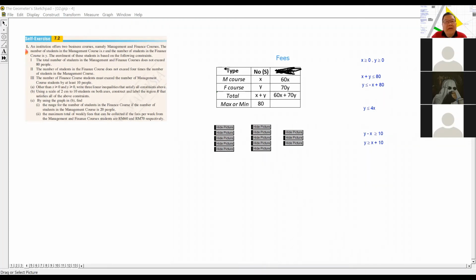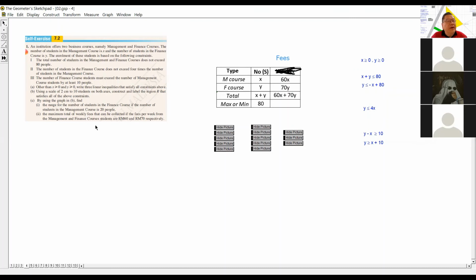Okay, right. So now the total number of students x plus y must be less than or equal to 80. Can you see this now? Okay. Now, in order to draw this line, I have to change them to y equals to mx plus c. So I make y the subject of the formula by moving x to the other side. So it is negative x plus 80. So I keep this and I will transfer this to the graph page later on.